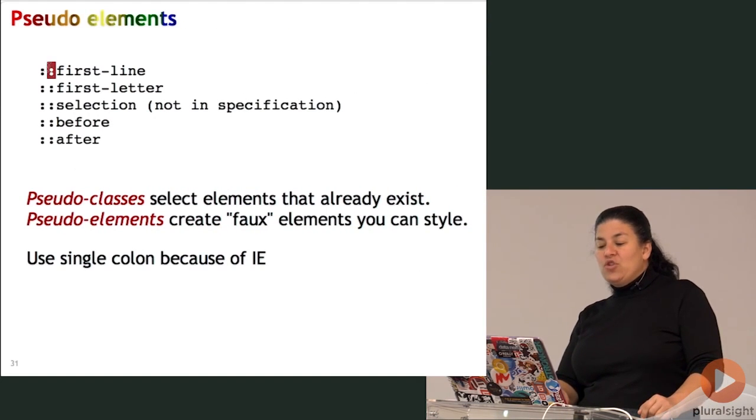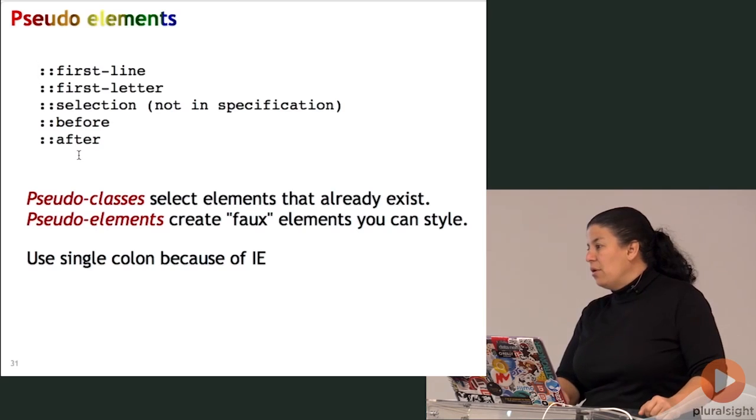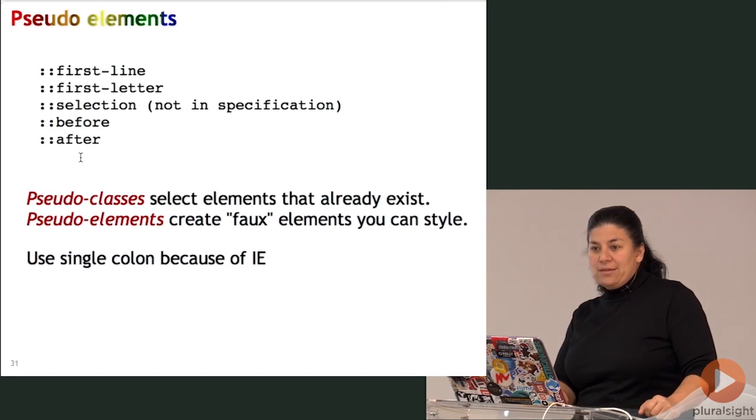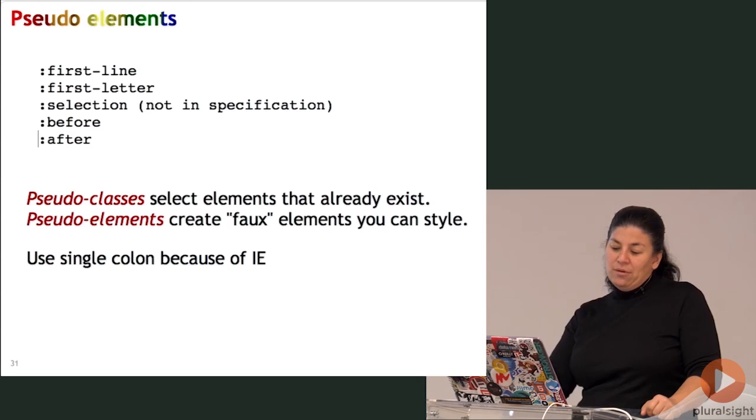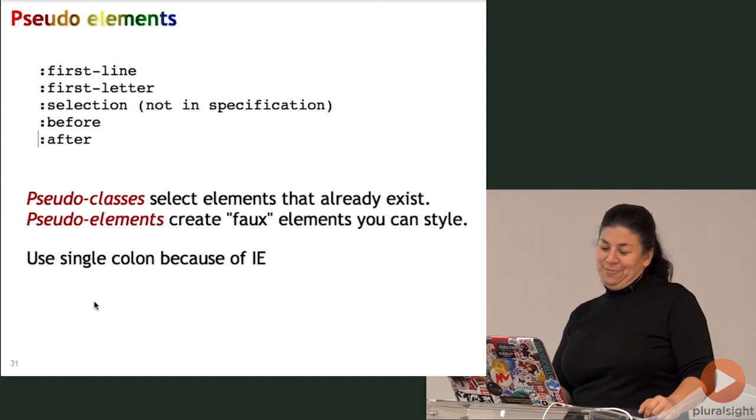So notice that these have two dots in front of them. The double colon notation indicates that it is a pseudo element and not a pseudo class. However, in practice, you will be using one because Microsoft. That's my answer to everything, because Microsoft.